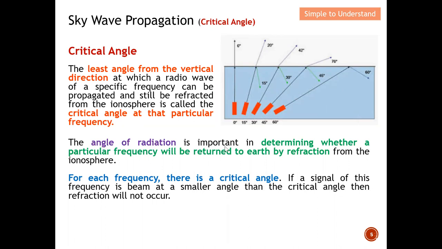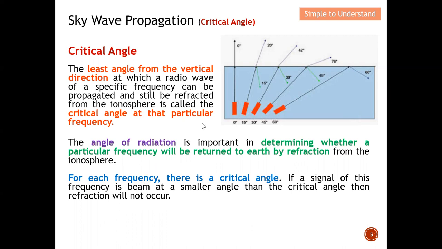The angle of radiation is important in determining whether a particular frequency will be returned to Earth by refraction from the ionosphere. Earlier on, I told you that the higher the frequency, the longer the distance they can go. So now, besides controlling the frequency, I am also controlling the launch angle, the critical angle, so that the electromagnetic wave will be able to return back to the Earth. For each frequency, there is a critical angle. If a signal of this frequency is sent at a smaller angle than the critical angle, then reflection will not occur.